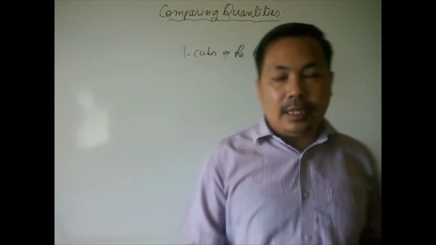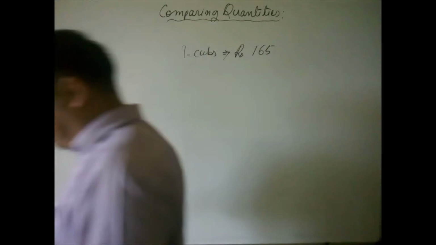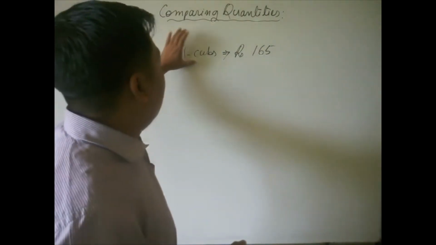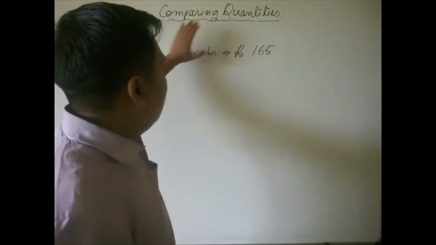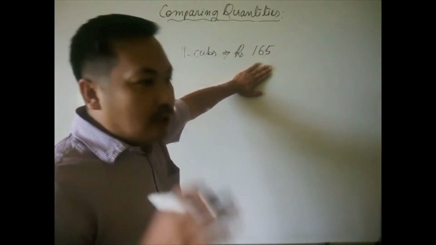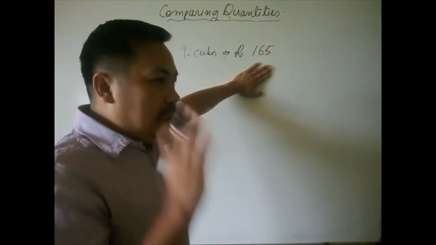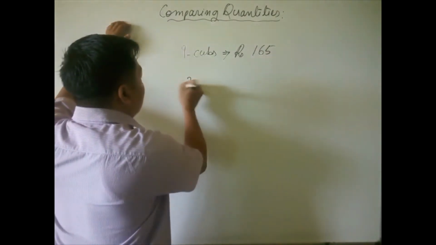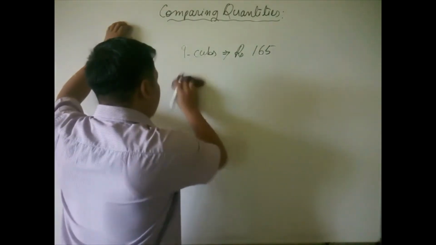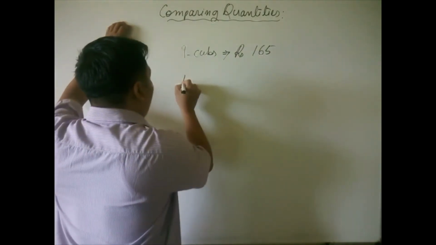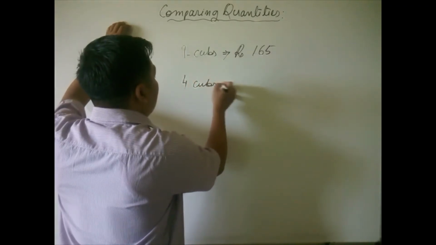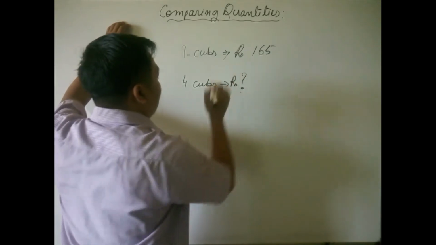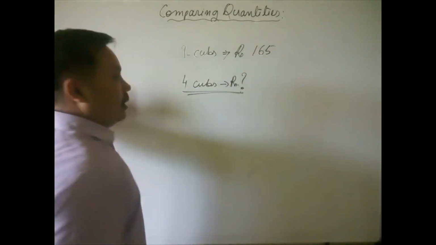So out of these 9 cups, so what happened? 9 cups cost 165 rupees. So here you are asked to find out the cost of 4 cups. What is the price of 4 cups?